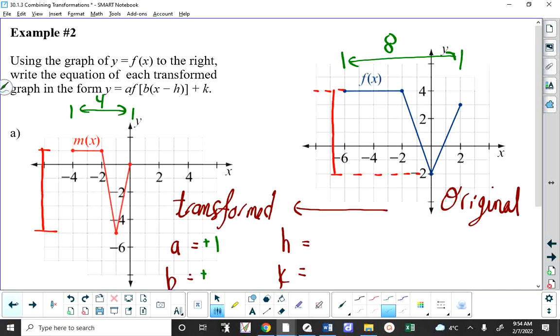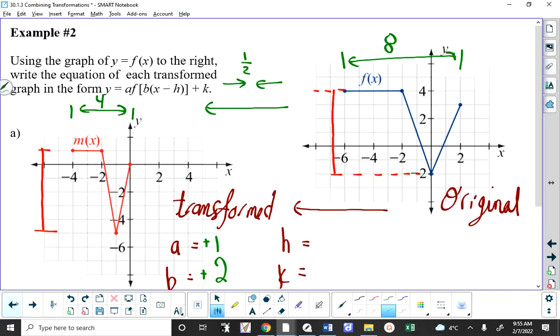And that means that the blue graph horizontally is being stretched by a factor of 1/2. So we have a horizontal stretch. To go from here to here, we have a horizontal stretch by a factor of 1/2. So Marcel, if the horizontal stretch is 1/2, what number do we put in the equation for B? 2.